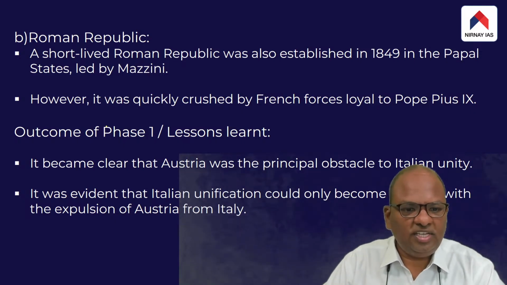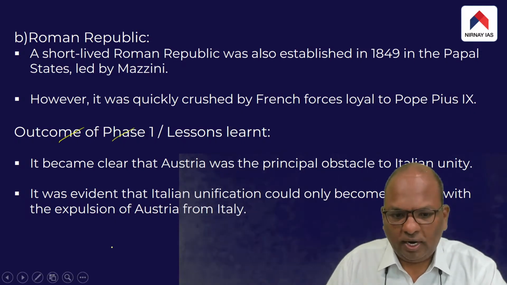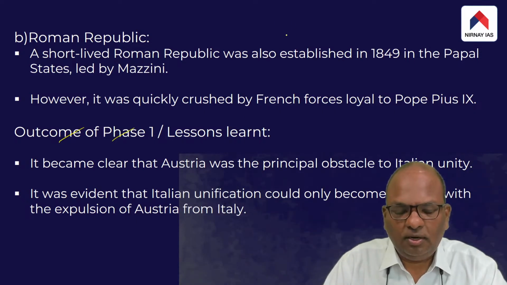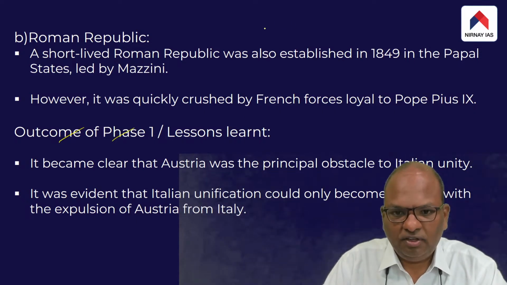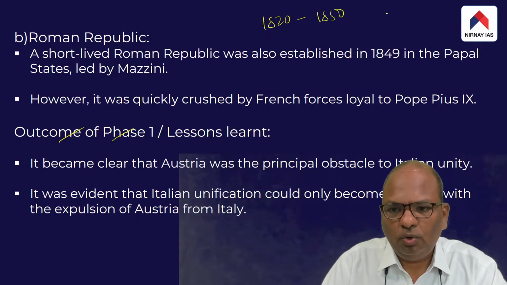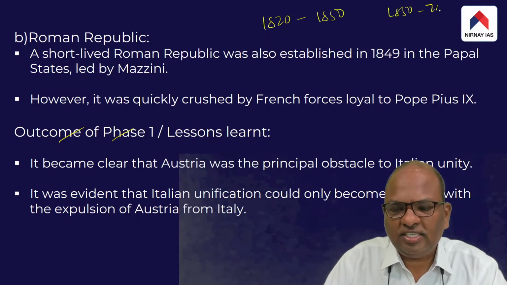So what was the outcome of phase 1? I told you Italian unification was carried out in two phases. Phase 1 is between 1820 and 1850. Phase 2 is between 1850 and 1870.